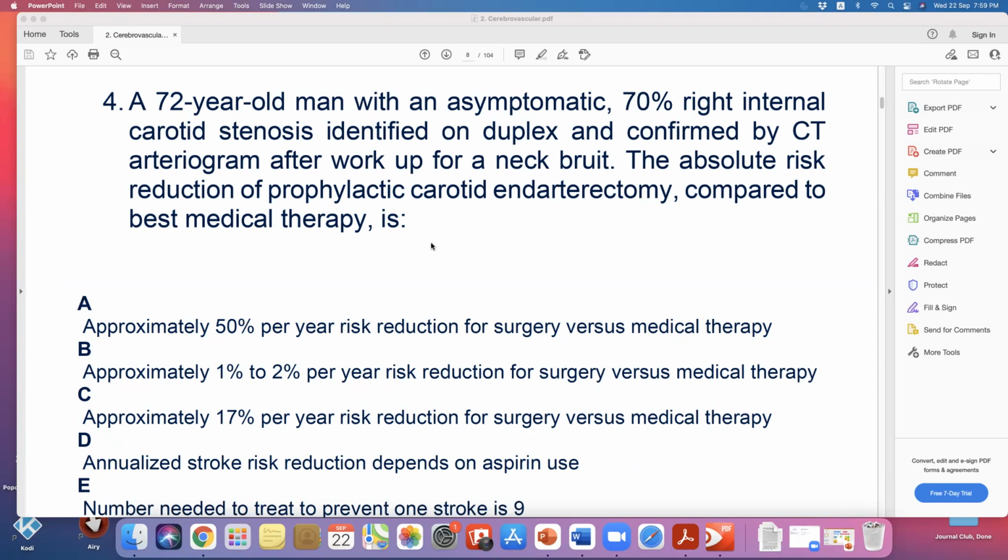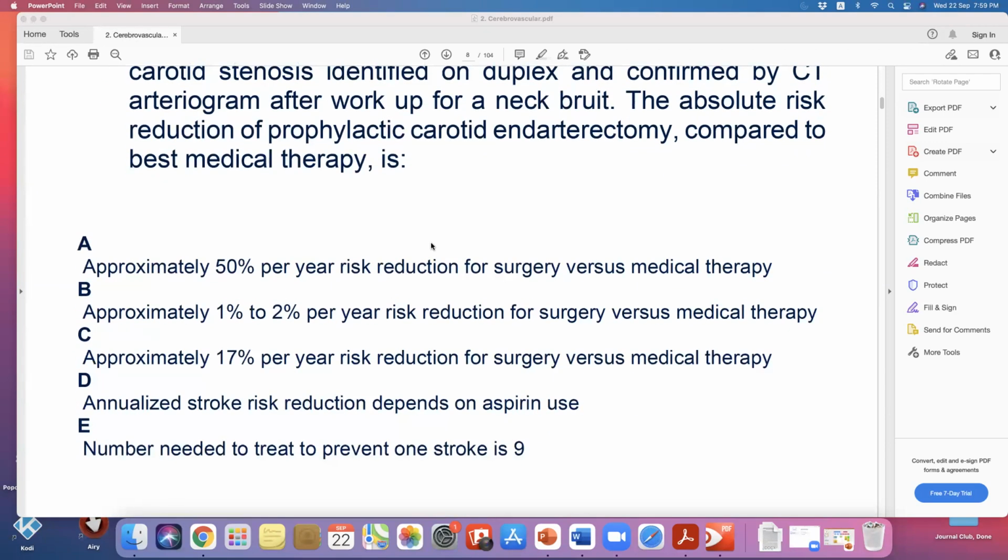Annualized stroke risk reduction depends on aspirin use. Not really. Number needed to treat to prevent 1 stroke is 9. Not really. It's more than 9, because again, it's only 1-2%. So to prevent 1 stroke, you need to treat almost 95 patients. So the reason is that it's not 1 out of 9.